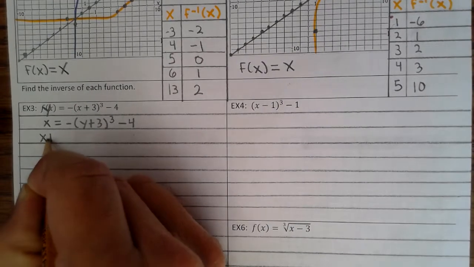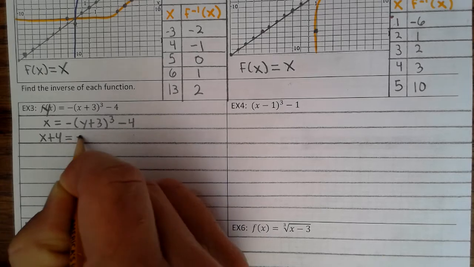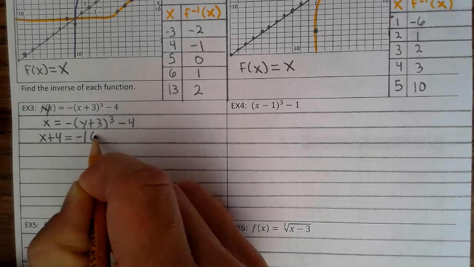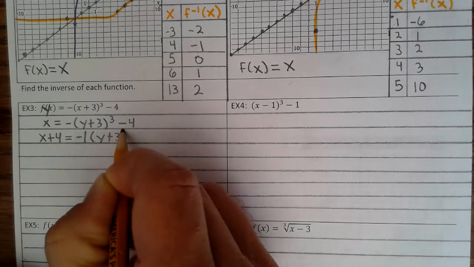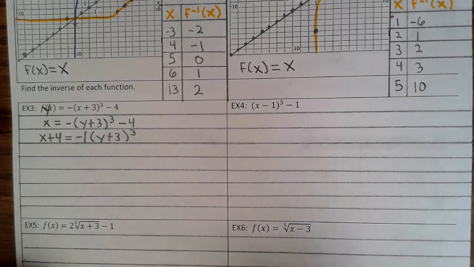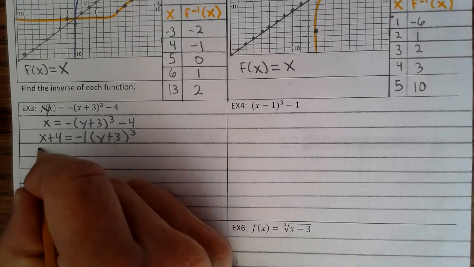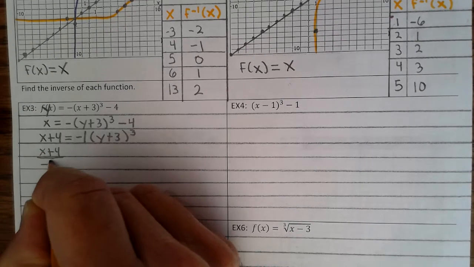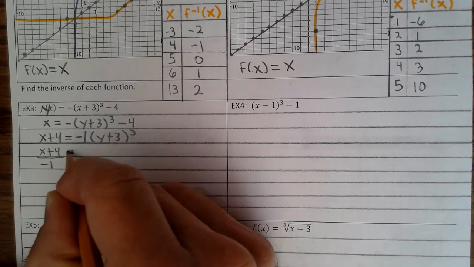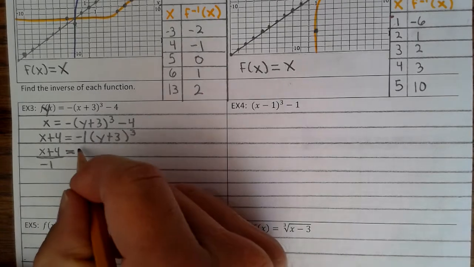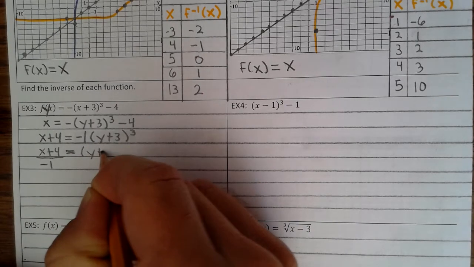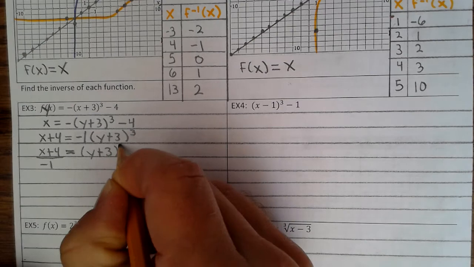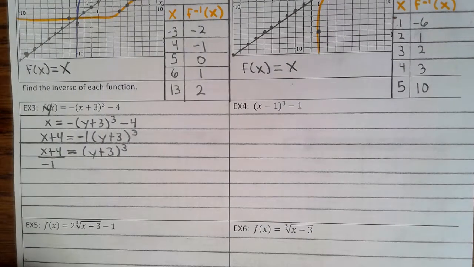So that's x plus 4 equals negative. I'm going to put a 1 there, parentheses, (y + 3) cubed. Now we need to divide both sides by -1, so that's (x + 4) divided by -1 equals (y + 3) cubed.